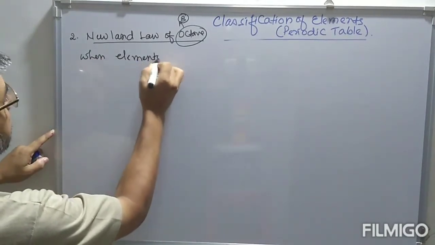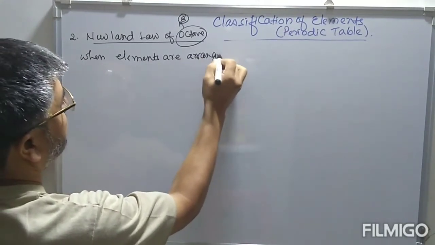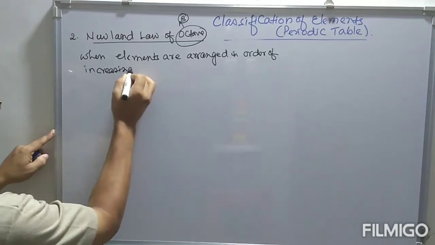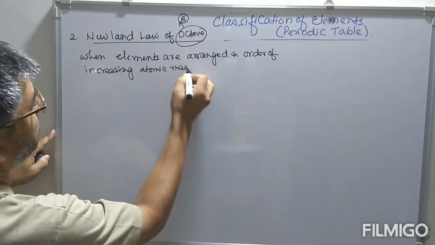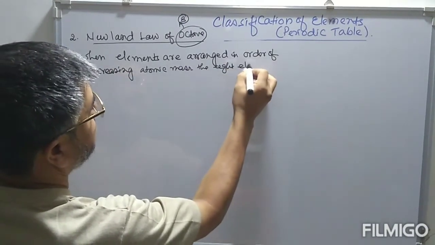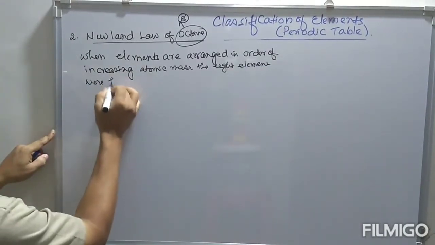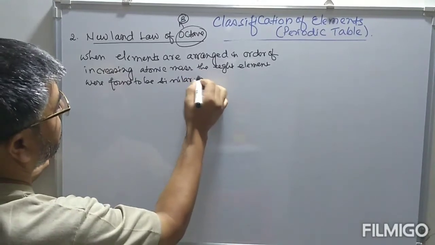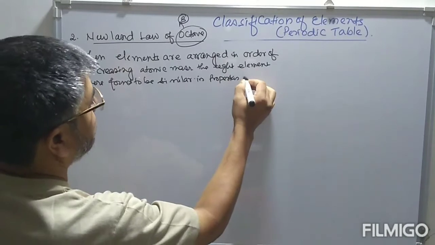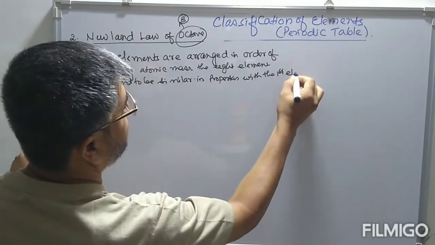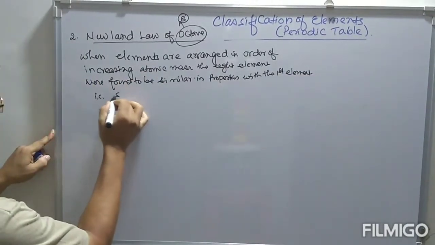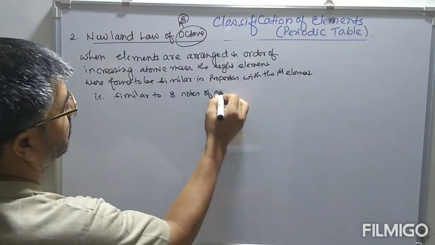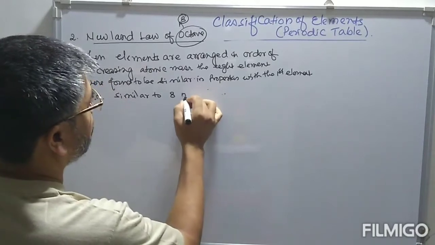When elements are arranged in order of increasing atomic mass, the 8th element is found to be similar in properties to the first element, similar to the 8 musical notes.